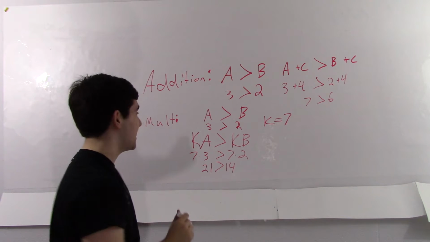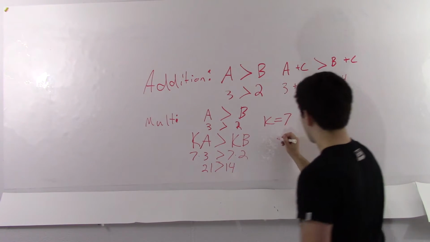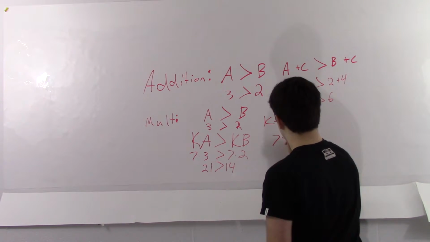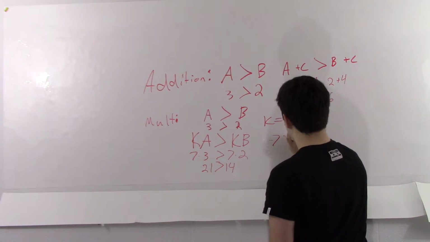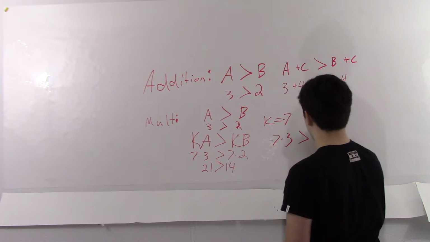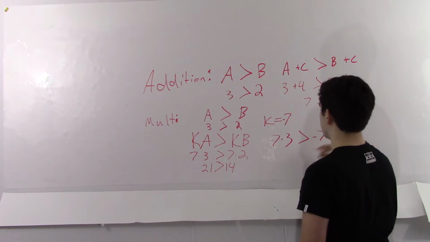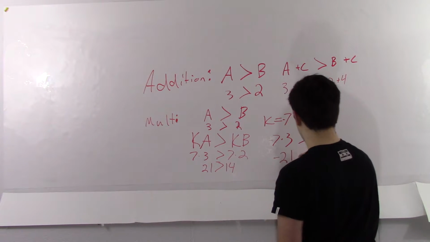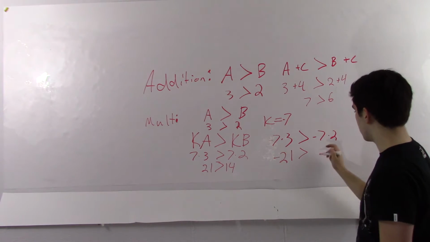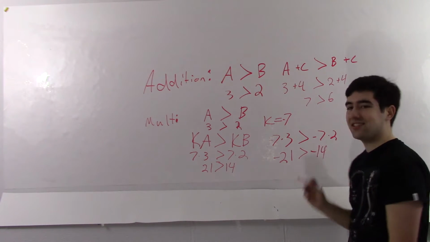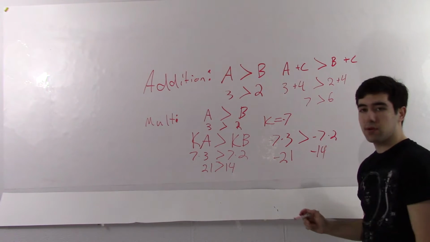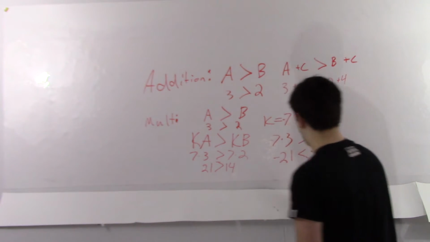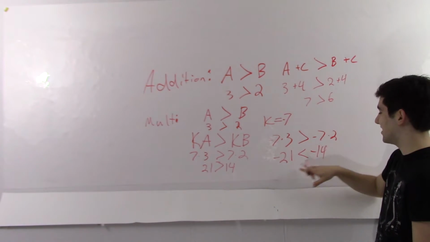But if we put in a negative number, let's make K negative 7. Negative 7 times 3 is greater than negative 7 times 2. Negative 21, is negative 21 greater than negative 14? It's not. It's less than. So whenever you multiply by a negative number, you have to switch the sign. Negative 21 is less than negative 14.